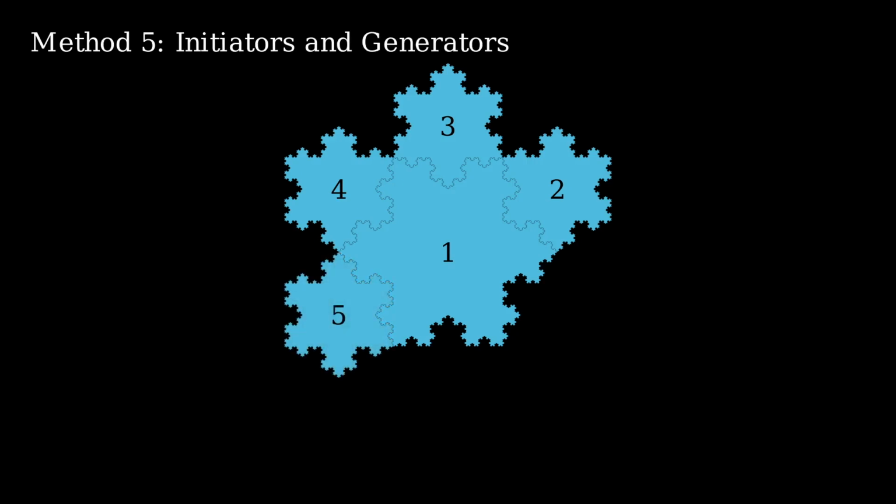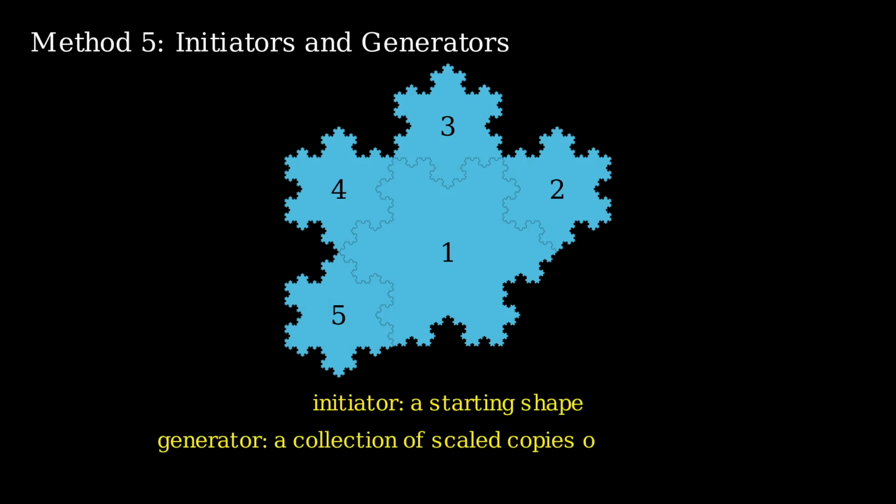The next method was first described by Benoit Mandelbrot. It makes use of an initiator, which is a starting shape, and a generator, which is a collection of scaled copies of the initiator.